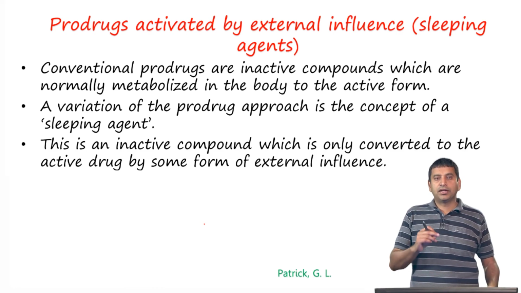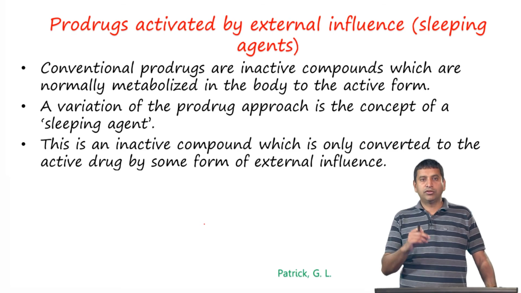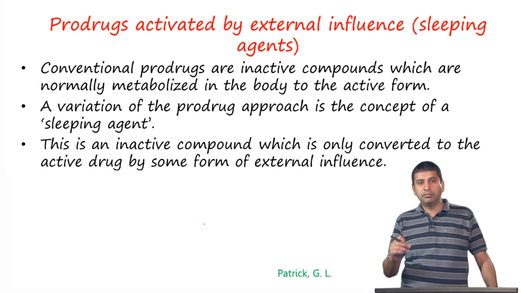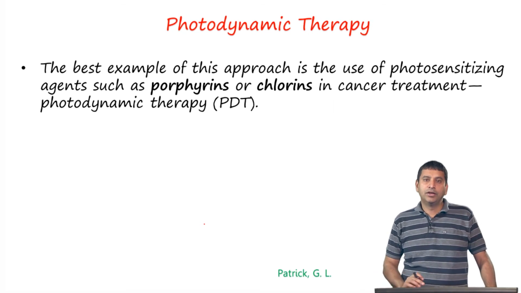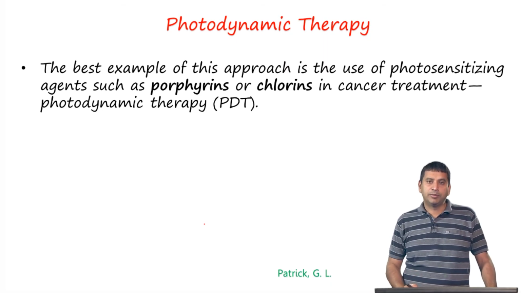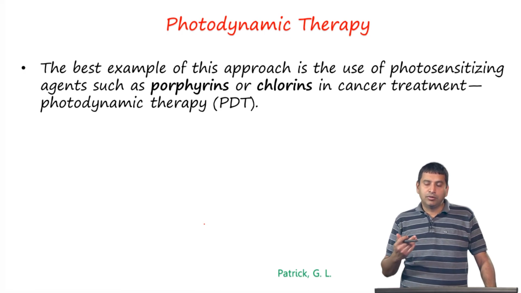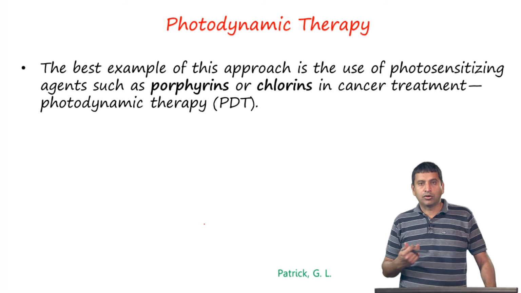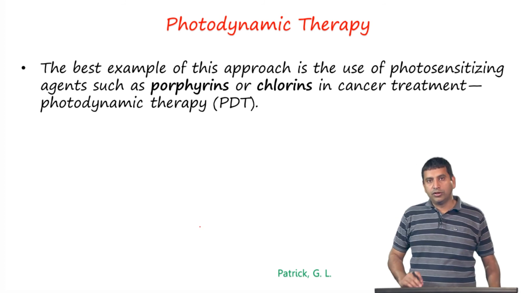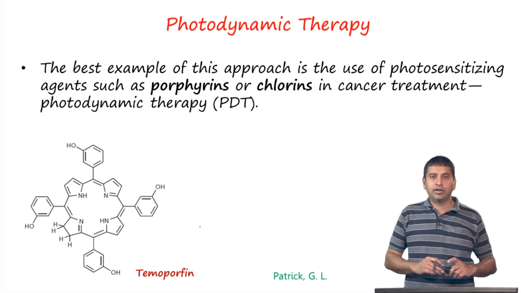So, here this sleeping agent is an inactive compound which is converted to the active compound only by some external influence. So, the best example of this is the concept of photodynamic therapy. Here in photodynamic therapy, there are molecules known as porphyrins or chlorins which are used. So, here is an example of a porphyrin-like molecule.